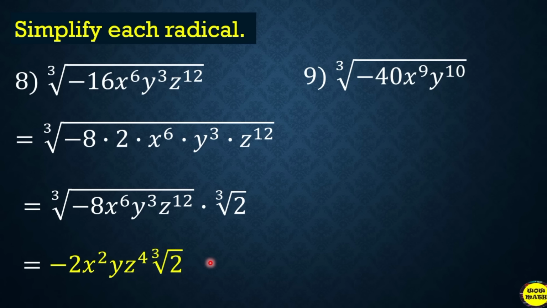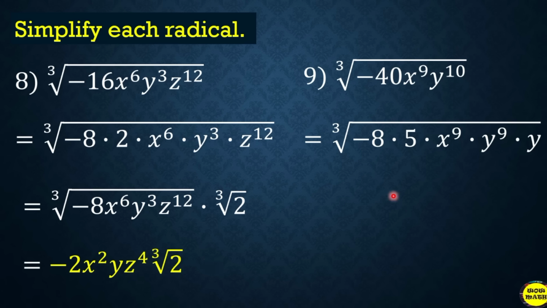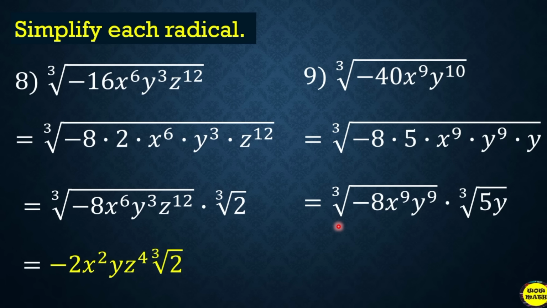Another example, we have cube root of negative 40 x to the 9, y to the 10th power. So, anong perfect cube na pwede natin gamitin kay negative 40? Yes, negative 8 times 5. Si 9 pwede na. Ang paghiwalayin na lang natin is yung y raised to 10, kasi si 10 hindi natin pwede divide kay 3. So, paghiwalayin natin, si y to the 9th power times y. Okay? And then, pagsamahin natin yung ginagawa natin. So, cube root of negative 8, that is negative 2. 9 divide 3, that's x cube. 9 divide 3, that is y cube. And that is cube root of 5y.